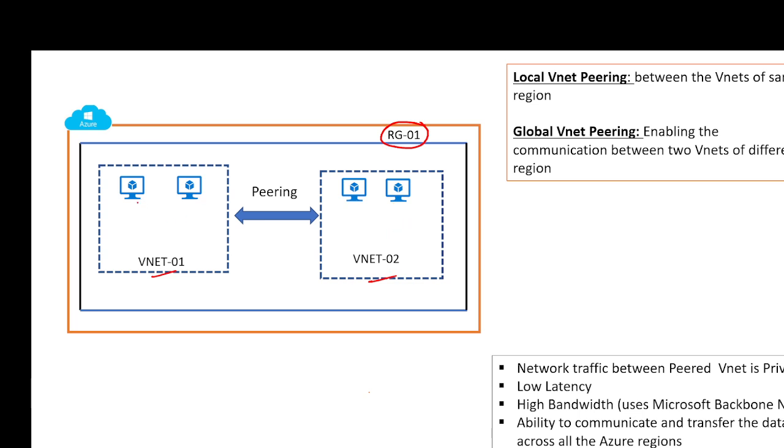When I try to talk from computer 1 of this Vnet to computer 1 of Vnet 02, by default there is no connection. So what I have done is enabled the peering.